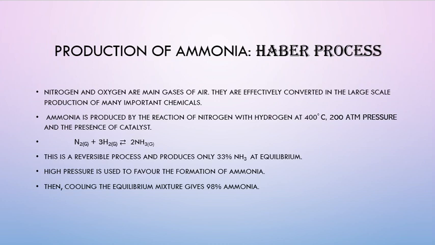Ammonia is produced by the reaction of nitrogen with hydrogen. At what conditions? These conditions are 400 degrees Celsius temperature, 200 atm pressure, that is 200 atmospheric pressure, and in the presence of a catalyst. The reaction takes place between nitrogen and hydrogen, which is a reversible reaction and produces ammonia. Here the presence of a catalyst matters.